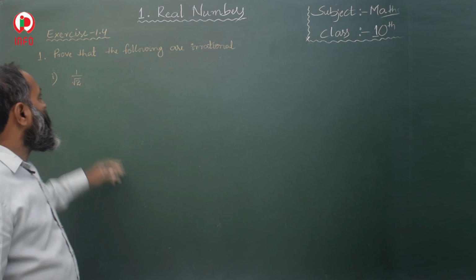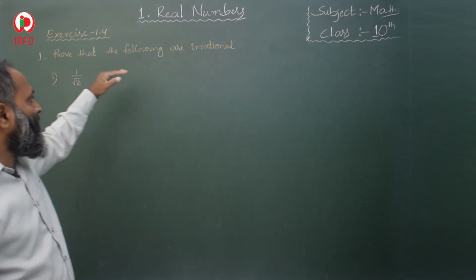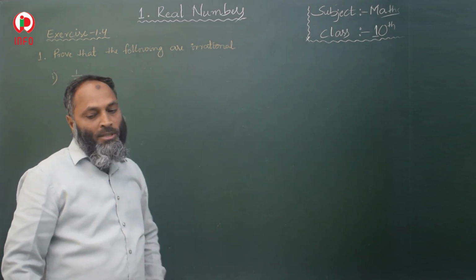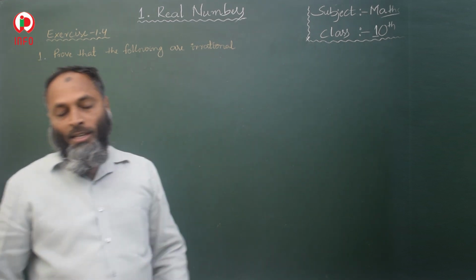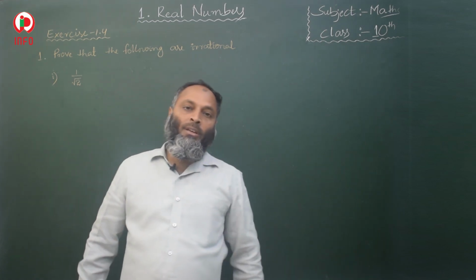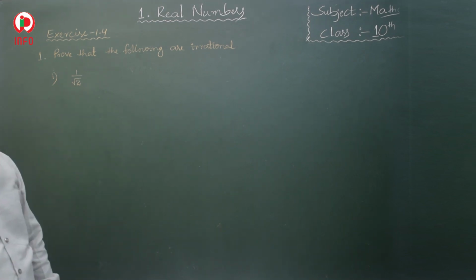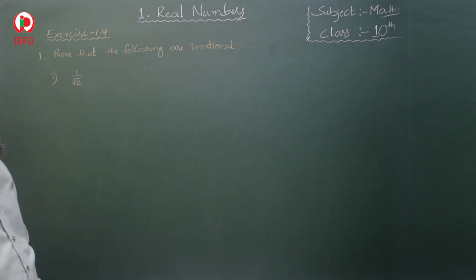So now students, in exercise 1.4, the first question. Prove that the following are irrational numbers. Here some irrational numbers are given, so we have to prove that the given numbers are irrational numbers. The first question: we have to prove that 1 by root 2 is an irrational number.